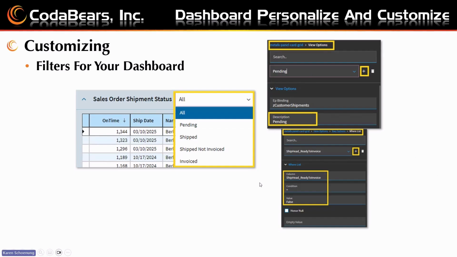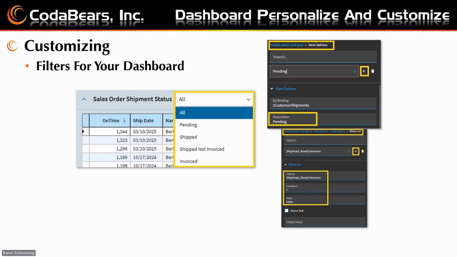So under the view options at the bottom, there's a BAQ options, and then you go to the where list, and you can add as many where list options that you want to. It's basically saying this condition plus whatever other conditions if you had more than one. So in this case, the pending view has the column ship head ready to invoice equal to false. So that if you pick the pending ones, they're not already selected as shipped, basically. Defining the column condition and value sets up the filter.